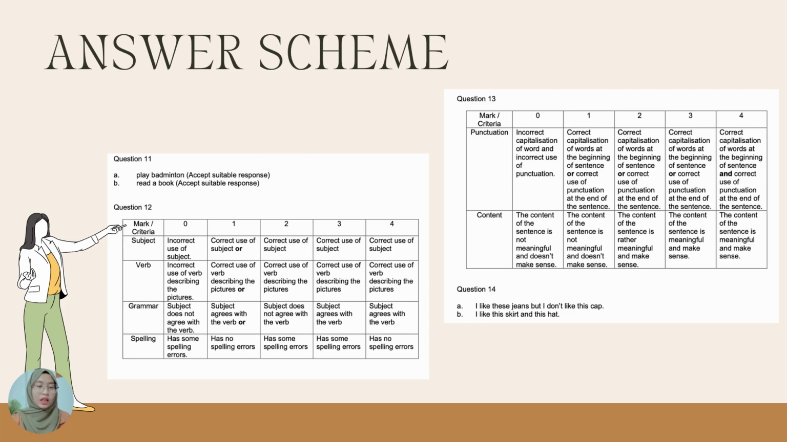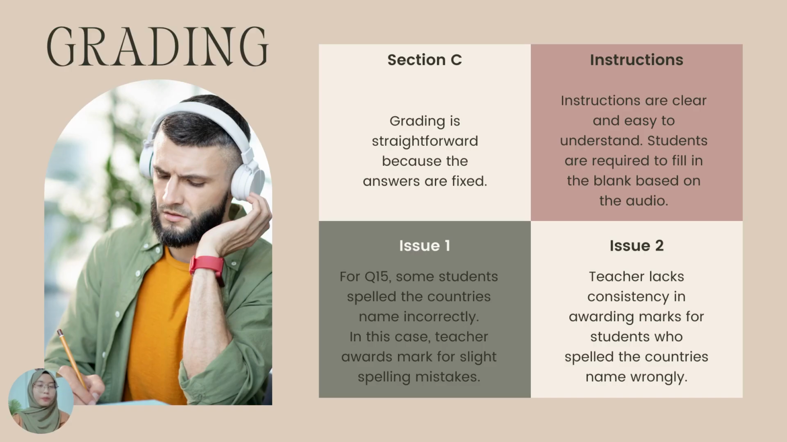For question 14, I have specified two answers. That is, A, I like these jeans, but I don't like this cap. And for B, I like this skirt and this hat. So there are cases where the students just write "but" and "and" in the given spaces. So I just award them with 1 mark. But sometimes I lack consistency, especially in giving the marks for question 11 and also question 14.